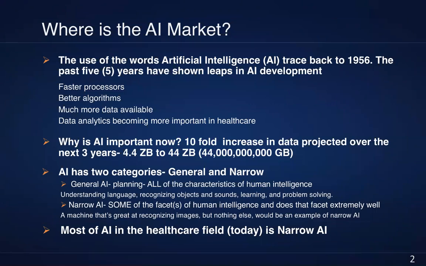So it's interesting to understand that there's 2 categories of AI. Most of AI is called narrow AI. Just look at it as single function, does one thing. General AI has all the characteristics, which is language, recognizing objects and sounds, learning, and problem solving. We will ultimately get to that somewhere down the road, but right now most of AI is narrow.